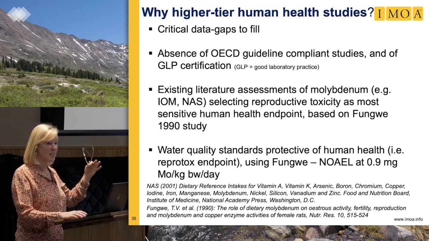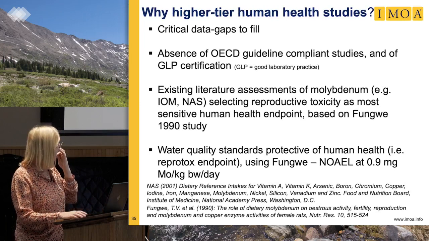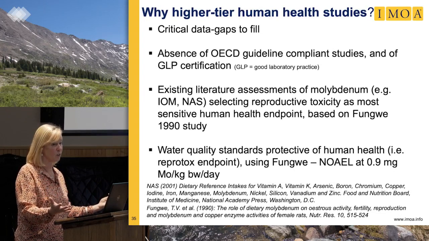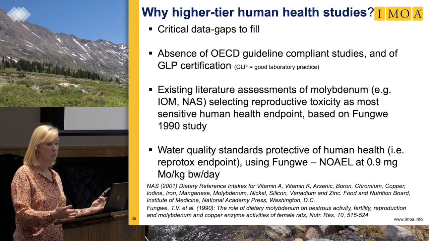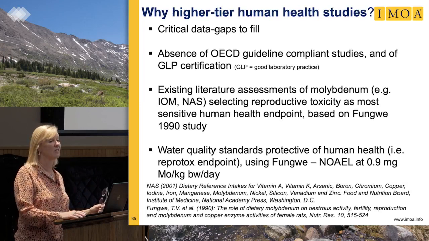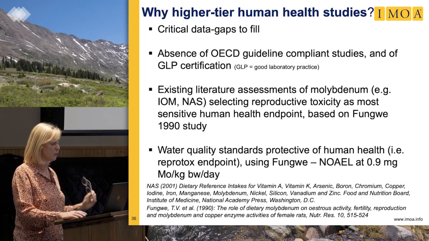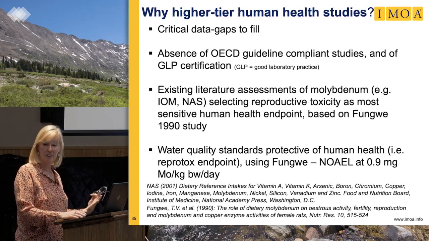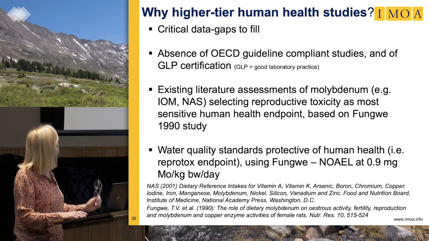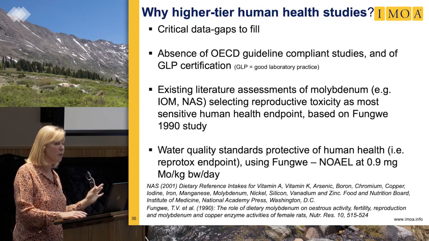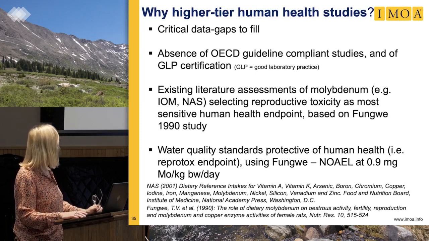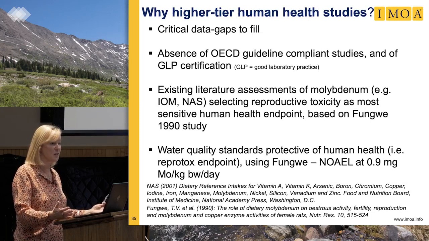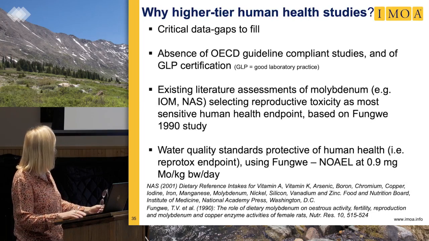So again, why did we do higher tier human health studies? Well, we had our REACH data matrix that said they had to be done. And when we were looking around, because the first thing you do is a literature search and see what is out there already, and is it reliable? And there were critical data gaps that needed filling, these higher tier ones: the 90-day repeated dose toxicity, the prenatal developmental toxicity, and the reproductive toxicity. And there was a complete absence of OECD guideline compliant studies and ones with GLP certification. So we were looking for the gold standard. You know, what's the gold standard? And then let's work on that.